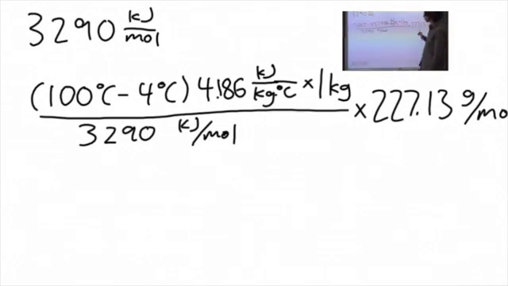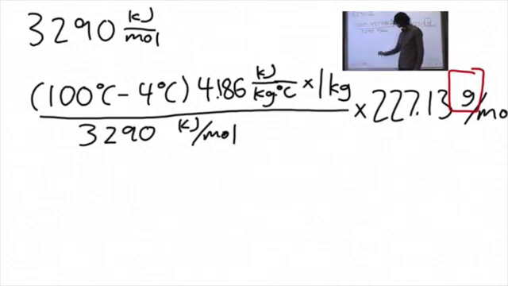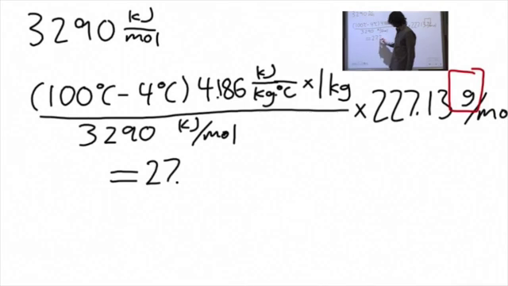now our answer will be in grams. If you look at all the units, they'll cancel out. Degrees C, kilograms, kilojoules, moles. We're left with just grams. So our answer will now be in grams. So what is that answer? You should get, if you multiply and divide all this through, 27.7 grams of TNT.